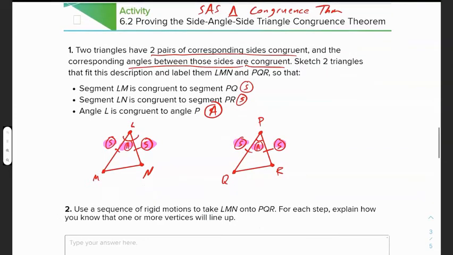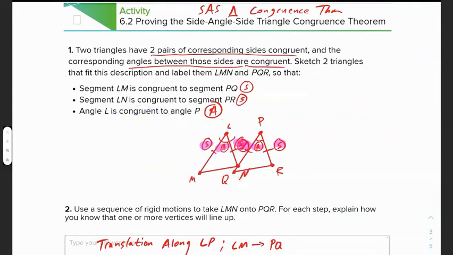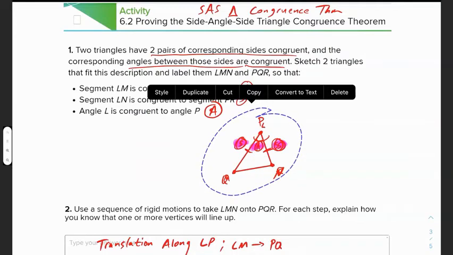Okay, so let's see. Use a sequence, so this is number 2, use a sequence of rigid motions that takes triangle LMN onto PQR. For each step, explain how you know that one or more of these vertices will line up. Well, in this situation, I could do a translation. It says a sequence, but because of the way I drew these two triangles, even their orientation is the same, so I can get away with just saying translation along LP, right? And then LM would map onto PQ. If I do that real quick, if you watch, if I do that from L to P, notice how those triangles will map perfectly onto one another.